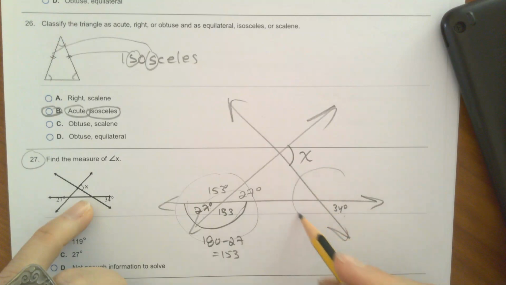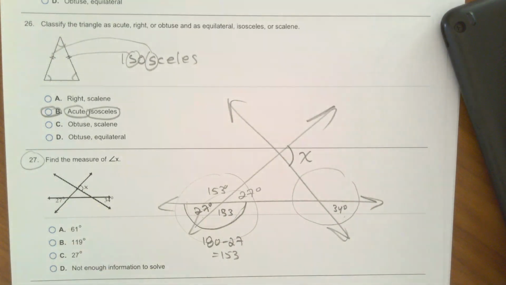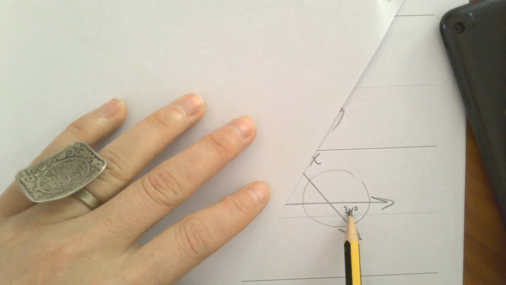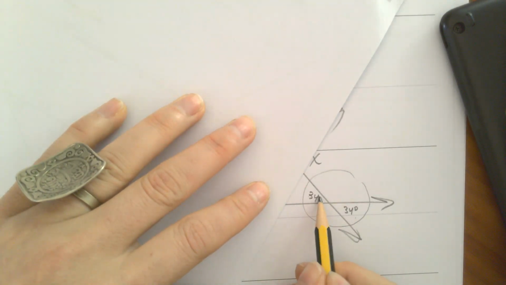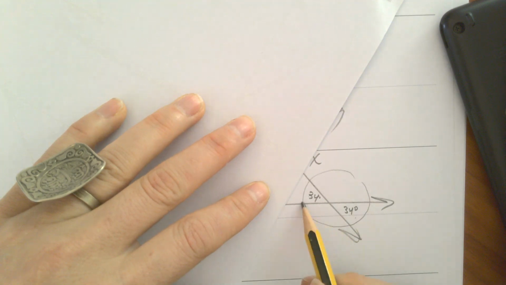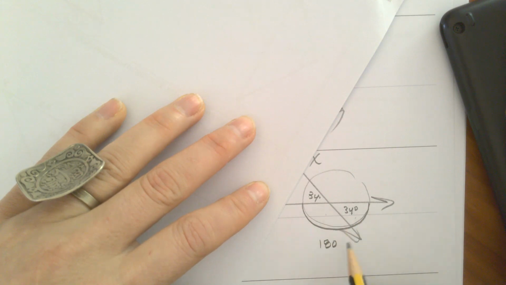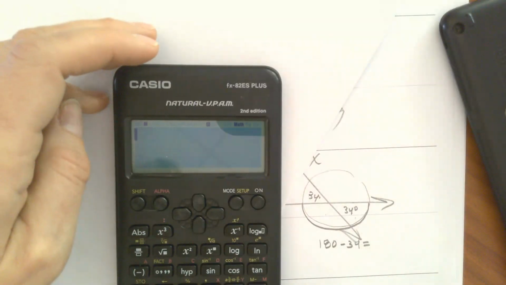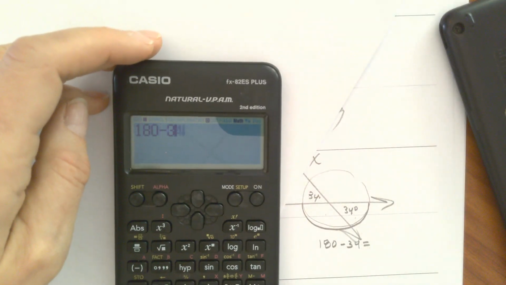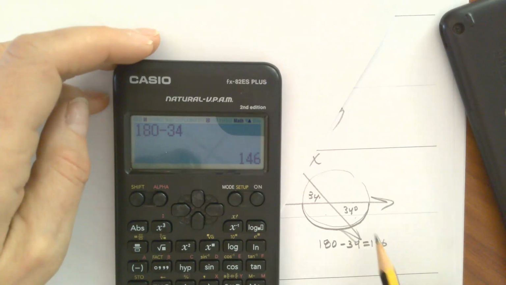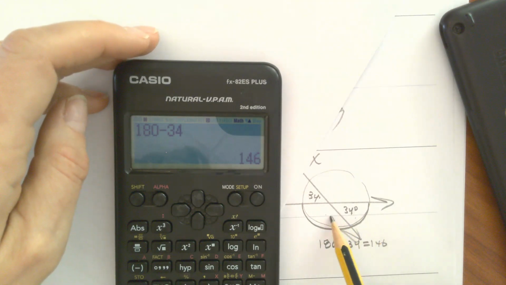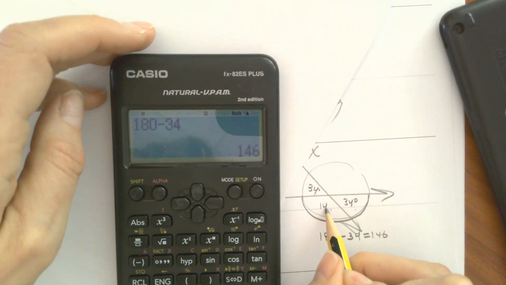You just look here, and you go, okay, let's draw that up. That's 34 degrees, that's 34 degrees, because opposites are equal. So this is half a circle, that's 180 degrees. If this one is 34, how much is this? So I just take out the 34. 180 minus 34, 146. So this plus this is 180. So this is 146 degrees.